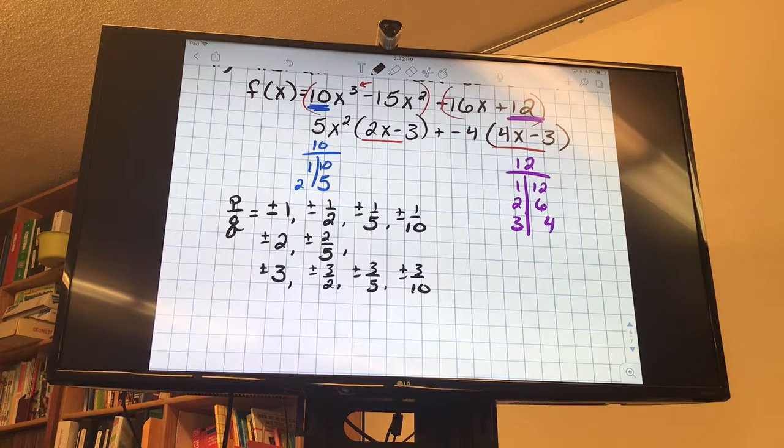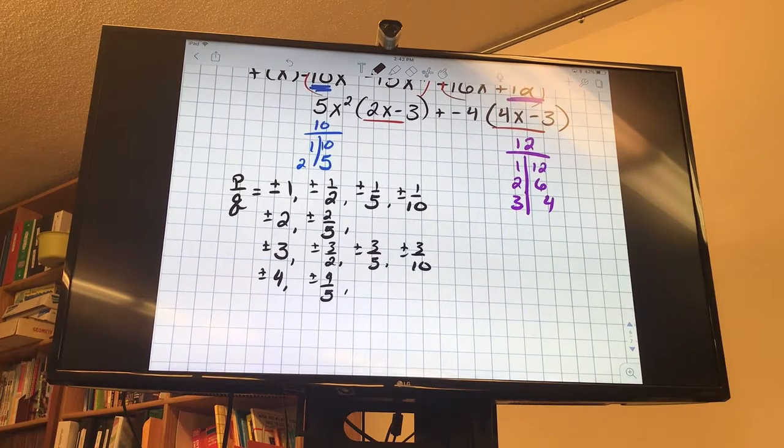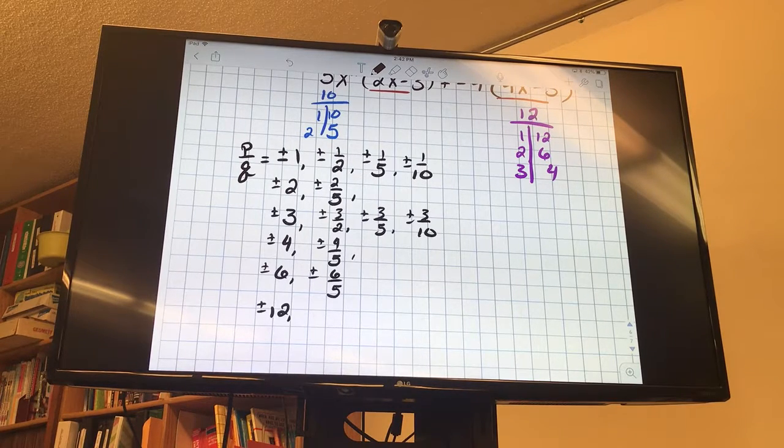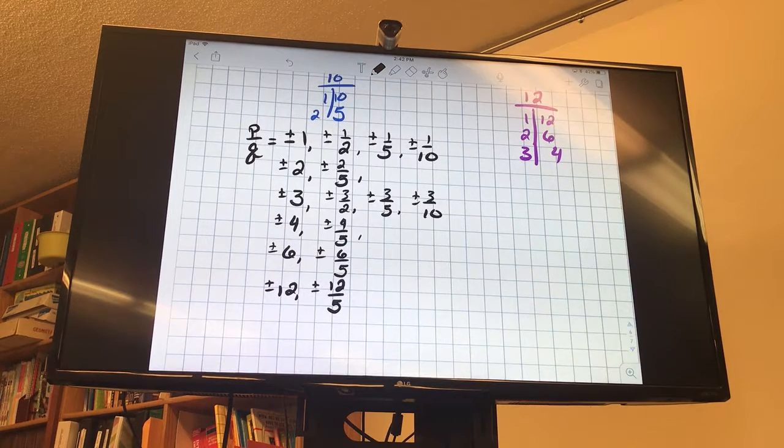Now 4. Oh my goodness. 4 over 2, I've got that one. 4 over 5. 4 over 10 is 2/5, so I've got that one. And then now 6. 6 over 2 I've got. 6 over 5 I don't. 6 over 10? Isn't that 3 over 5? Yeah. Alright, and then plus or minus 12. 12 over 2 is 6. 12 over 5, oh, I don't have that one. And 12 over 10 is 6 over 5. So there they are. Whew.